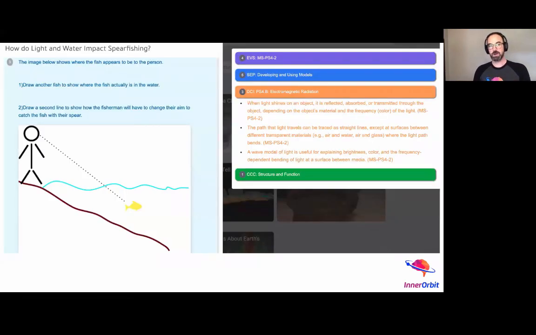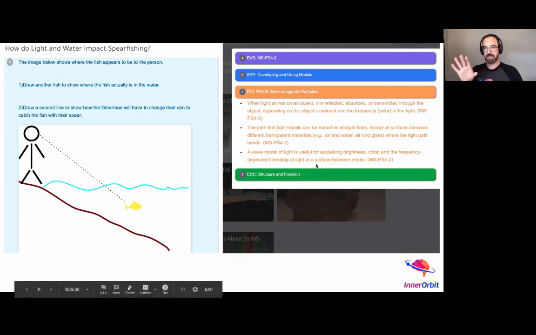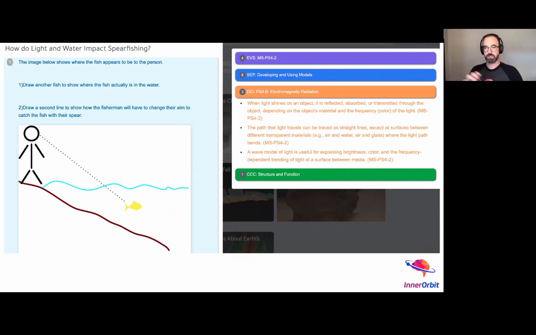So how do light and water impact spearfishing? Now we're going to get to a three-dimensional question. This is at the end of the cluster. And after this modeling question, there's also a free response question where students explain their model. So all of the standards tagged on the right-hand side here align to both this modeling question and the free response question below it, which asks students to explain their model.